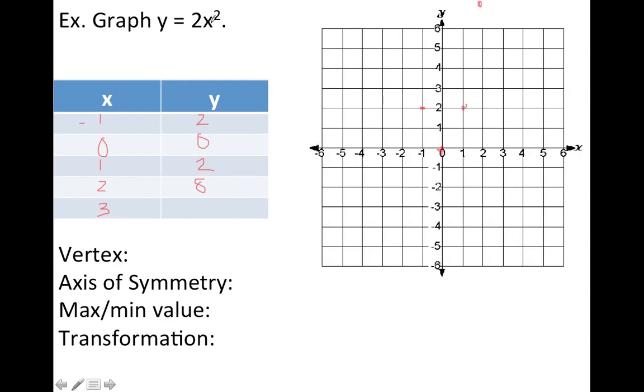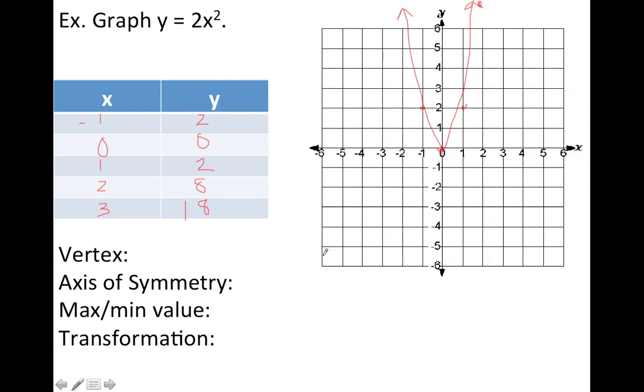And plug in 3. 3 squared is 9. Times 2, we get 18. I'm not going to plot that point because we'll be way off our graph. So now we connect our points. It should have a little curve shape to it, which is kind of hard for me to do, but it should be in the shape of a U.